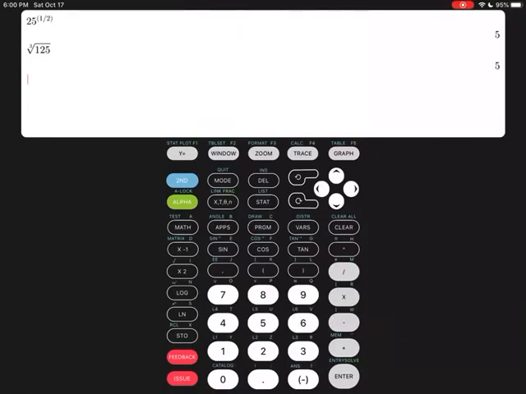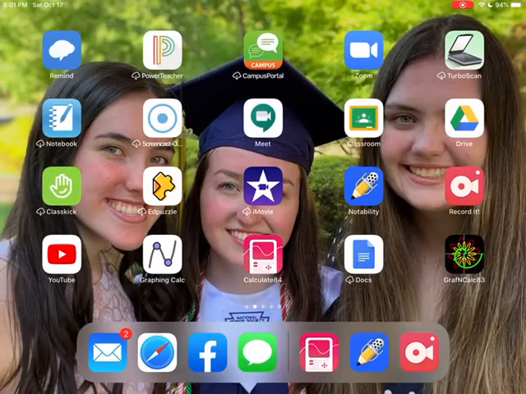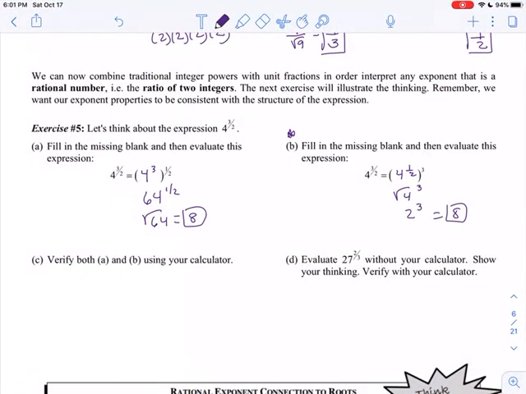Now I can verify this in my calculator. I'm doing 4 to the 3/2, so I got 4, I hit that up arrow, and I got 3 divided by 2, and there we go, I got 8. So I verified in my calculator that that is actually true.